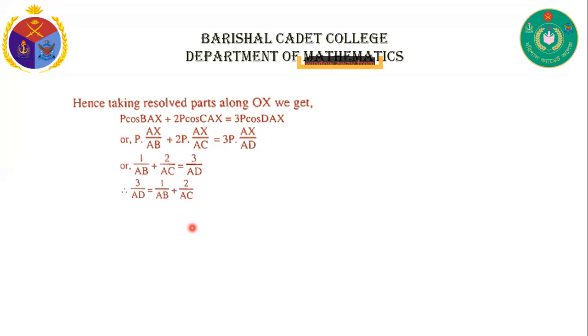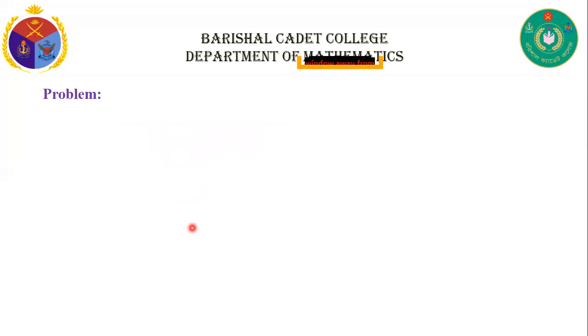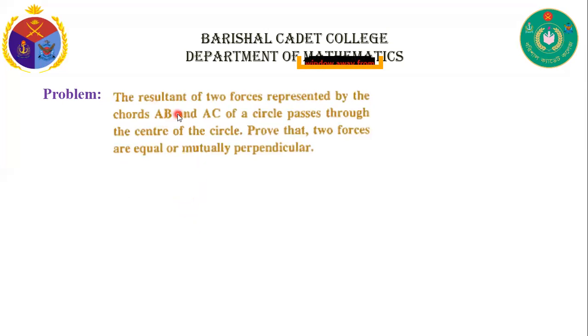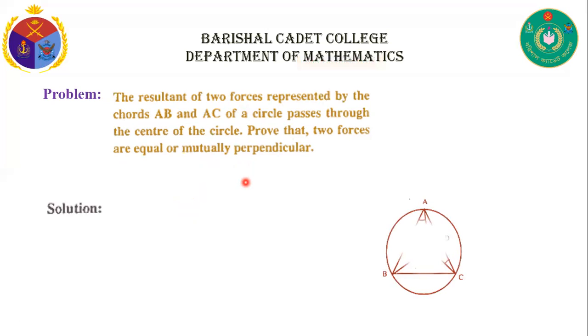Okay. Now, another problem. The resultant of two forces represented by the chords AB and AC of a circle passes through the center of the circle. Prove that the two forces are equal or mutually perpendicular. So, from this picture, we see that here are two forces and the forces are equal. We have the forces, and the resultant passes through the center.